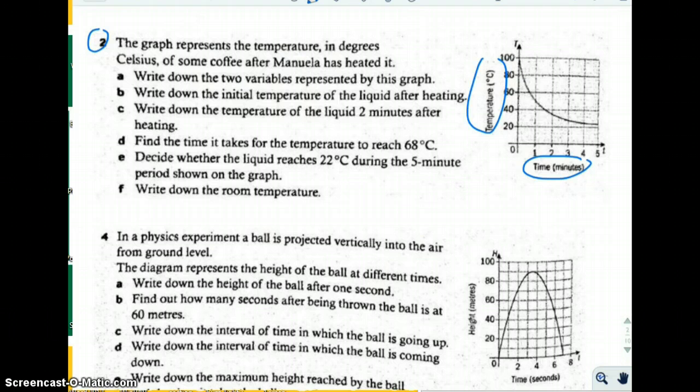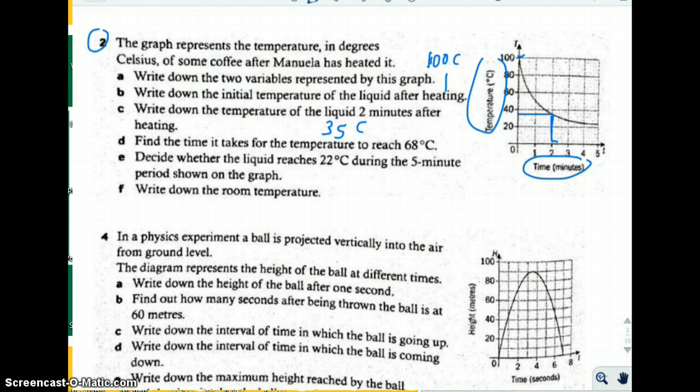Write down the initial temperature of the liquid after heating. So right after it heated would be at time 0, so it looks like it's about 100, doesn't it? Maybe 100 Celsius. Write down the temperature of the liquid 2 minutes after heating. So if we count 2 minutes, 1, 2, that would be here. So that would be about 35 C.